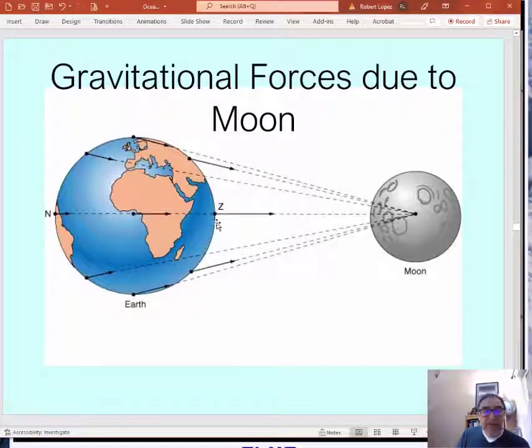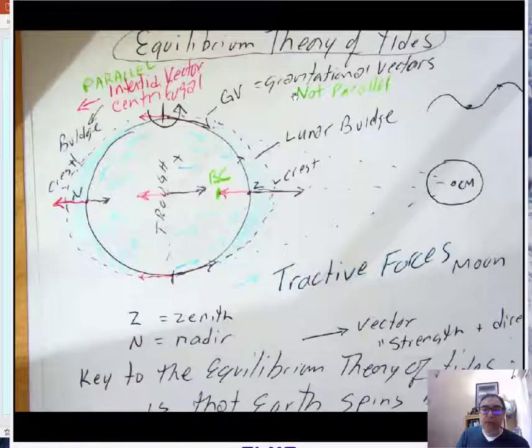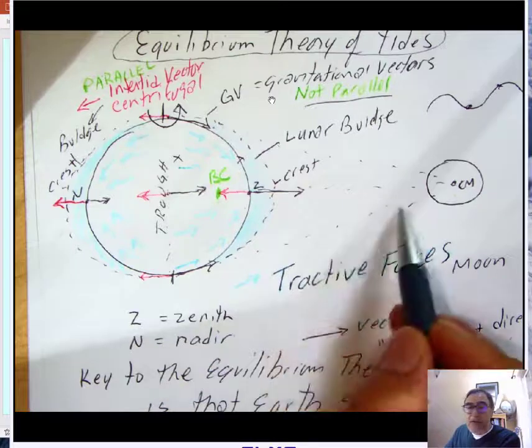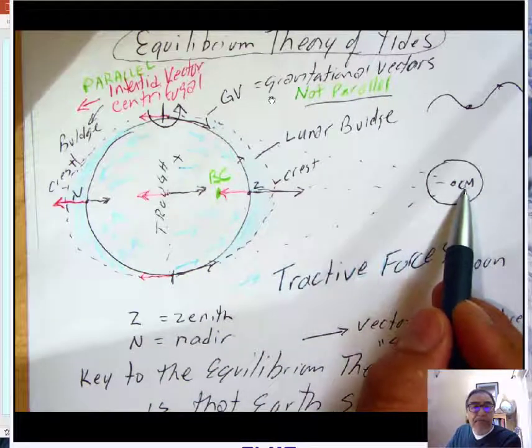So you can sort of see them here. So the zenith and the nadir. You can see the vectors over here are smaller. They get bigger at the center of mass of Earth, and they're the biggest at the zenith, right? The other thing to notice is that these vectors all point toward the center of mass. In other words, the gravitational vectors are not parallel. They're not parallel because they all converge to the center of mass of the moon.